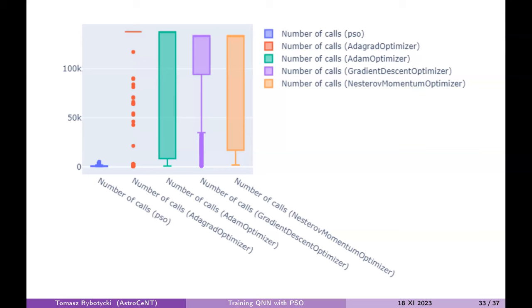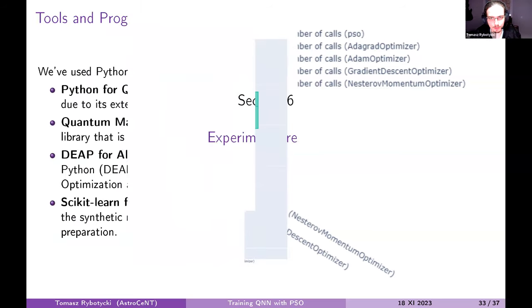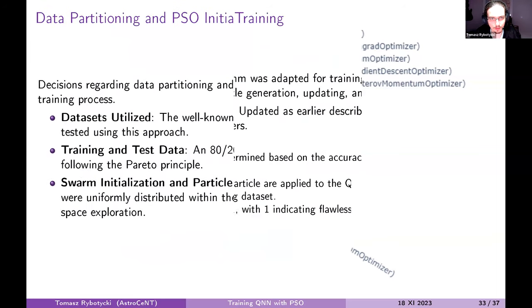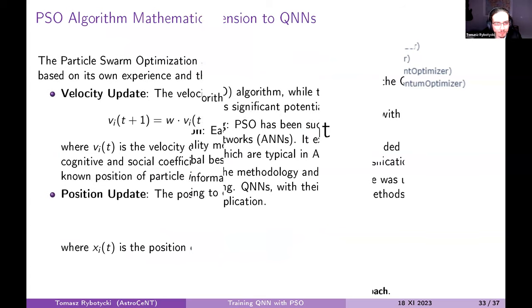Okay, great, thank you. And the last question from Ioannis, could you please explain a little more on how you got the equation of the velocity? Oh yeah, sure. I mean, it's not what I've got, it's the statement of the PSO definition, but we can look at it, surely.